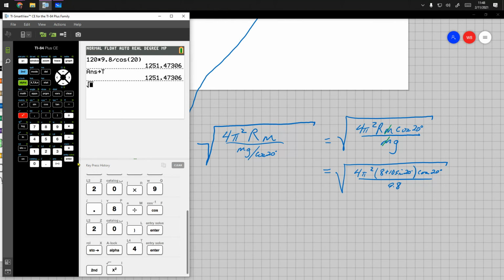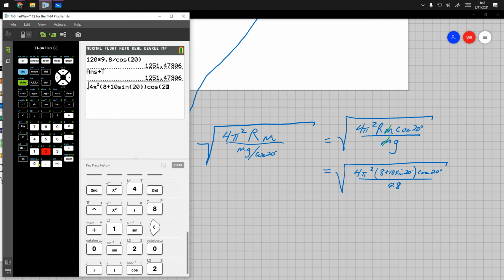So I'm going to take the square root of, do I need parentheses around that? No, I don't. 4 pi squared. I'm just following order of operations, as your calculator is always going to follow order of operations. 8 plus 10 sine, oh, I didn't get the 10 there. 10 sine of 20 degrees. Close those two parentheses, keep that all together there because we wanted to add all of this stuff first. Times the cosine of 20 degrees. End parentheses there. Then divide that by 9.8.